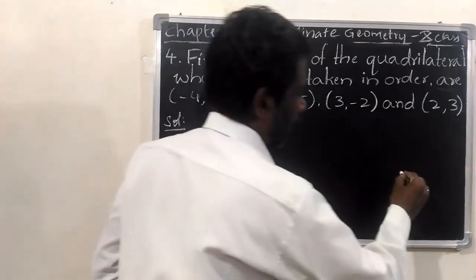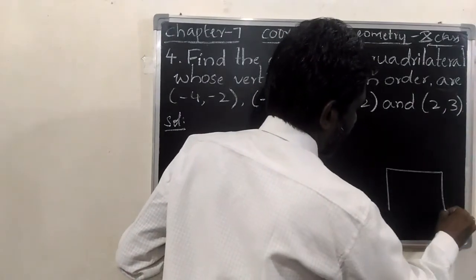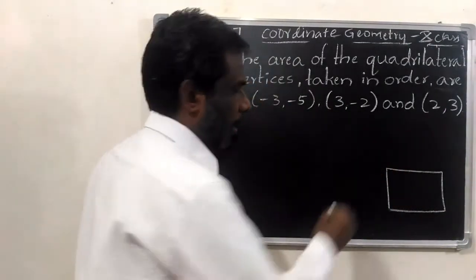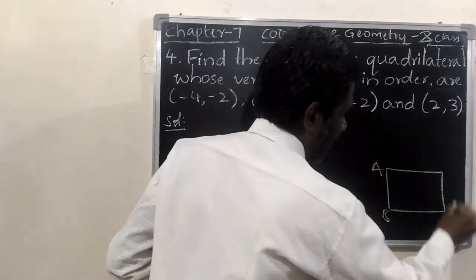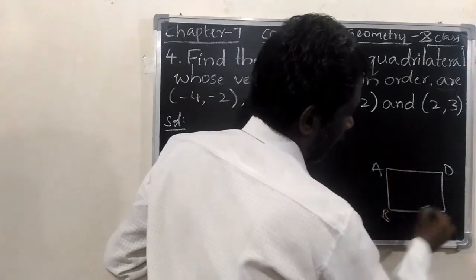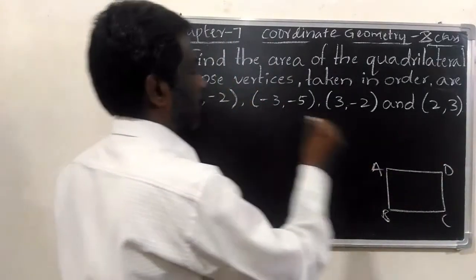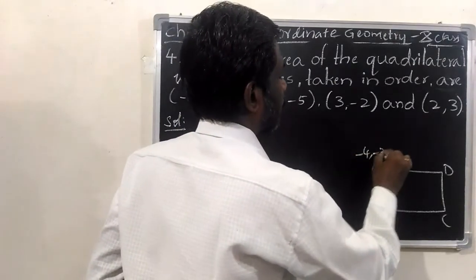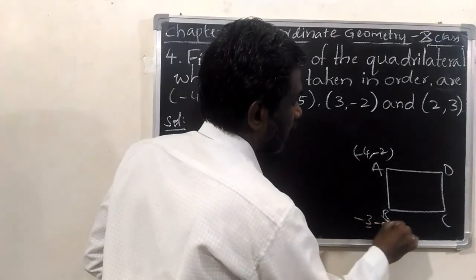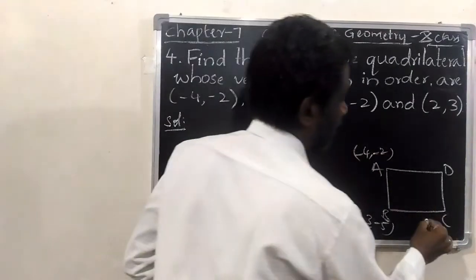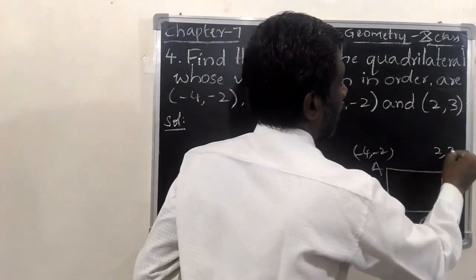So first we draw the quadrilateral diagram. So it is a quadrilateral diagram. This is the A point, and B, C, D are in order A, B, C, D. Right, the A point is (-4, -2), and B is (-3, -5), and C is (3, -2) and D is (2, 3).